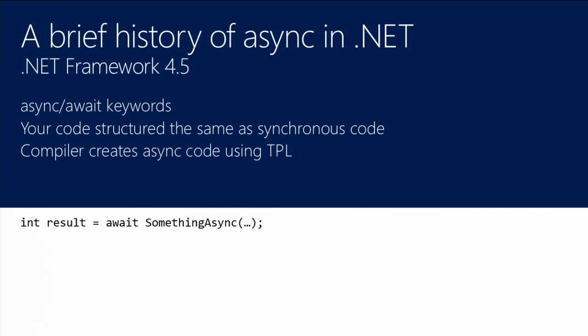So in our most recent release of .NET 4.5, we introduced some new keywords, async and await. What we wanted to achieve with these was to make asynchronous programming much simpler. So we wanted your code to be structured the same way it would be written if you're writing synchronous, but have the compiler go ahead and create asynchronous code for you. This is what we're going to be digging into during our talk today, the async and await keywords and how they can be used in ASP.NET.